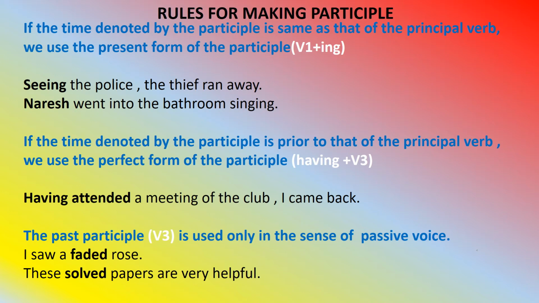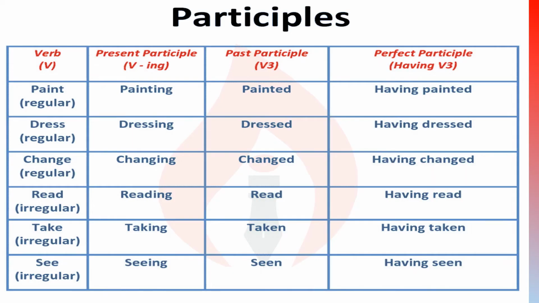Passive sentences are those sentences where either we don't know the subject or we focus on the work, not on the subject. Here you can see a table of participles where you can see in the first column some verbs which are regular and irregular. So the regular and irregular, both the verbs can be converted or can be modified in present participle, past participle or perfect participle.